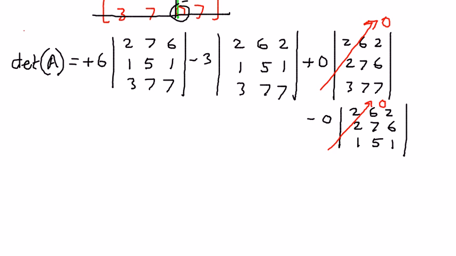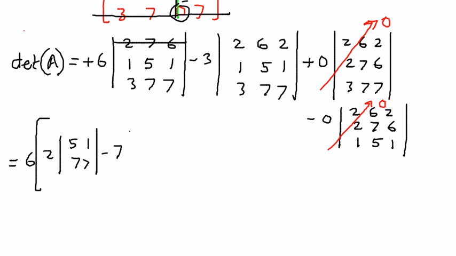So let's do that. This is going to be equal to 6 times, and if we expand along the first row, it is going to be 2 times the minor of that, which is 5, 1, 7, 7, minus 7 times the minor of that, which will be 1, 1, 3, 7, and then plus 6 times the minor of that, which will be 1, 5, 3, 7.